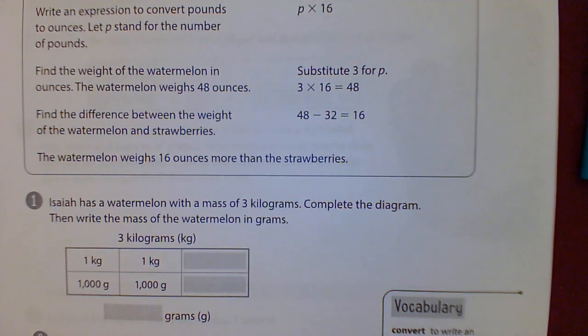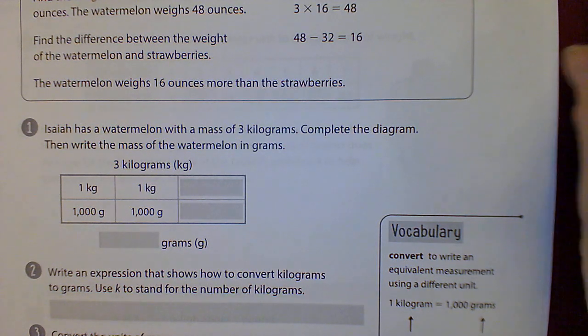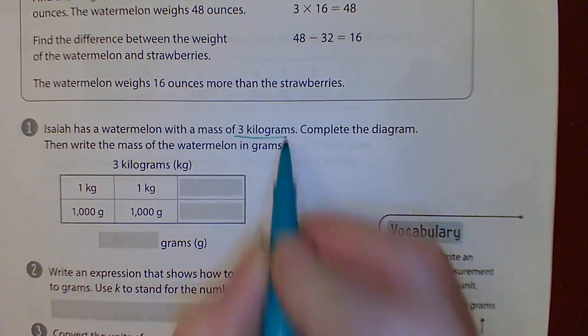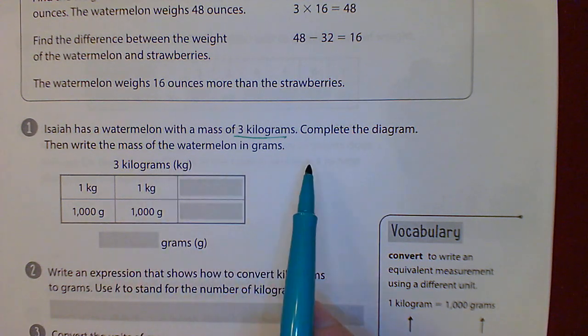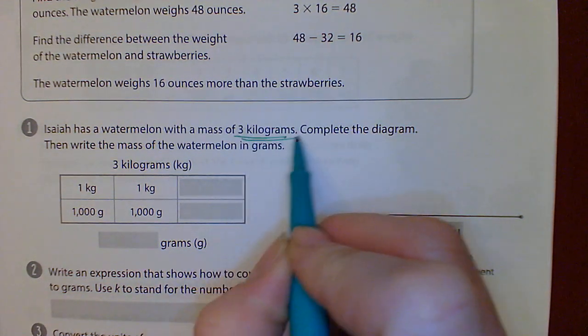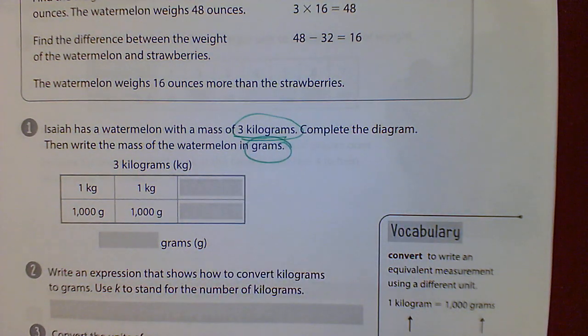So today we are focusing on units of weight and mass. Let's take a look at the problems that you had to work on independently so that you can check your work. So, question number 1. Isaiah has a watermelon with a mass of 3 kilograms. Complete the diagram, then write the mass of the watermelon in grams. So again, what am I doing? I am converting kilograms into grams. I want to take the 3 kilograms and figure out how many grams he has.